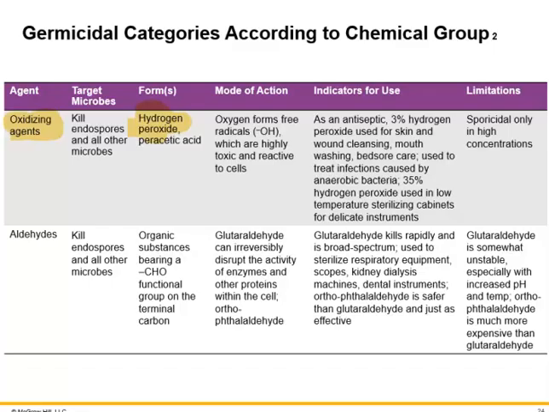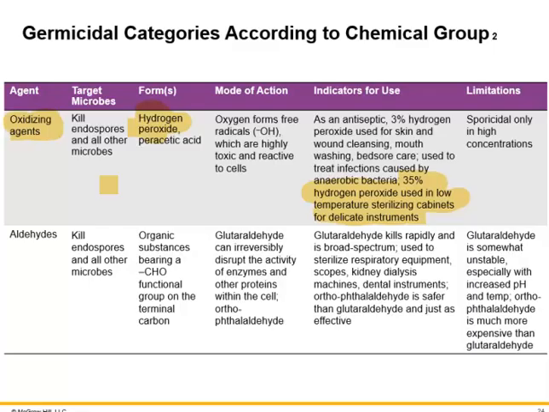So it can be used as an antiseptic, but it's no longer really recommended as an antiseptic, right? And if you look, we've got the 35% hydrogen peroxide used in low temperature sterilizing cabinets for delicate instruments, right? So if you increase your percentages, you can achieve sterilization, okay?